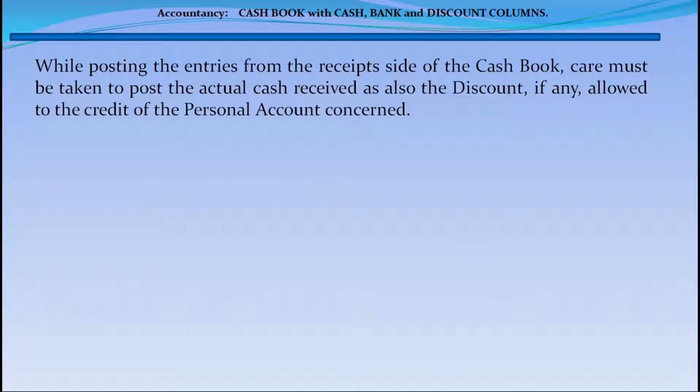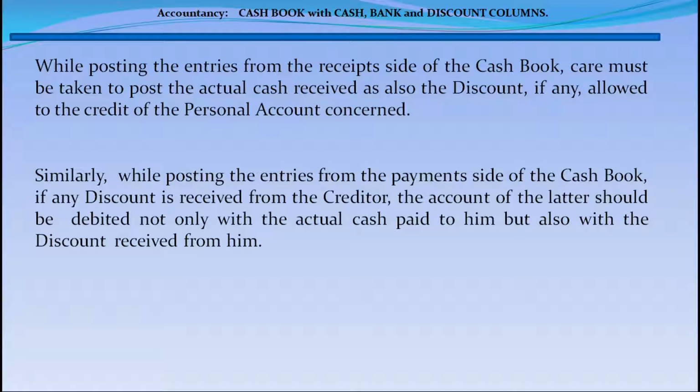While posting the entries from the receipt side of the cash book, care must be taken to post the actual cash received as also the discount, if any, allowed to the credit of the personal accounts concerned. Similarly, while posting the entries from the payment side of the cash book, if any discount is received from the creditor, the account of the latter should be debited not only with the actual cash paid to him but also with the discount received from him.